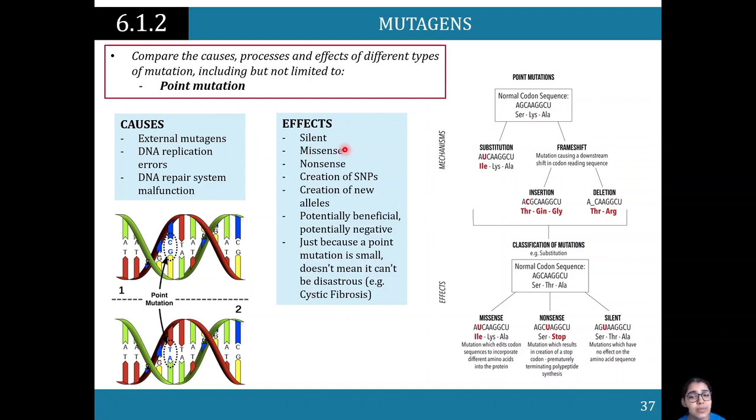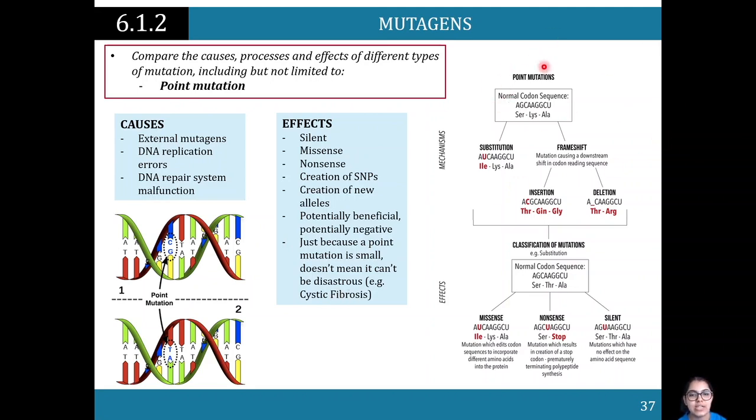It can lead to a silent mutation, which means we don't actually see it having an effect on the amino acid sequence that's produced. It can be missense, nonsense. It can lead to the creation of SNPs, single nucleotide polymorphisms, which is the change in a single nucleotide. It can also lead to the creation of new alleles. So mutations are not always bad. They are important for variation, but they can be bad. They can be potentially beneficial, and they can be potentially negative. And just because a point mutation is small doesn't mean that its effects will be small. Cystic fibrosis is an example of that.